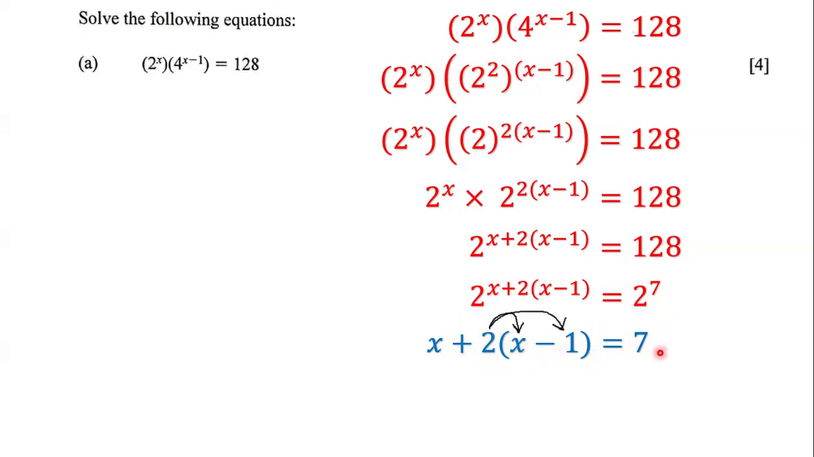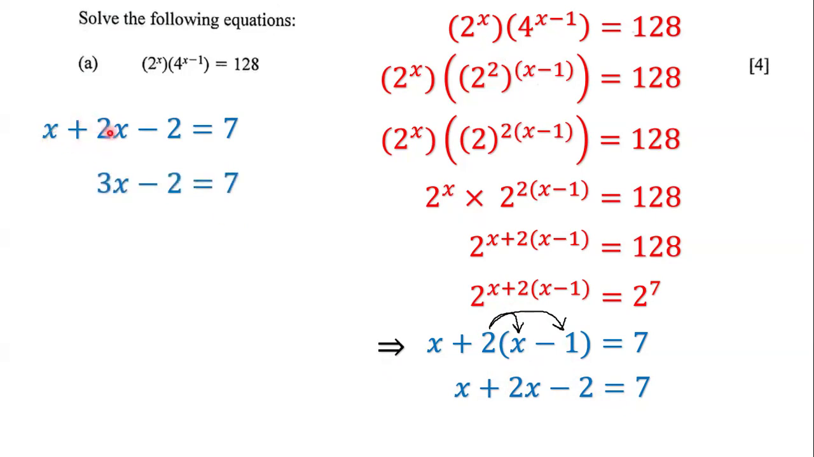Next, we distribute. We say 2 times x, and we say 2 times negative 1. And so we have 2 times x, which gives us 2x, and 2 times negative 1, which is negative 2. And so we have x plus 2x minus 2 is equal to 7. And so let's solve this equation. What do we do? Well, we add x plus 2x, and x plus 2x is 3x, and we bring down the negative 2. So we say 3x minus 2 is equal to 7.